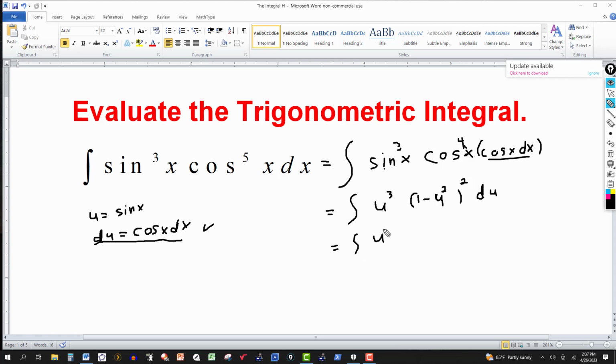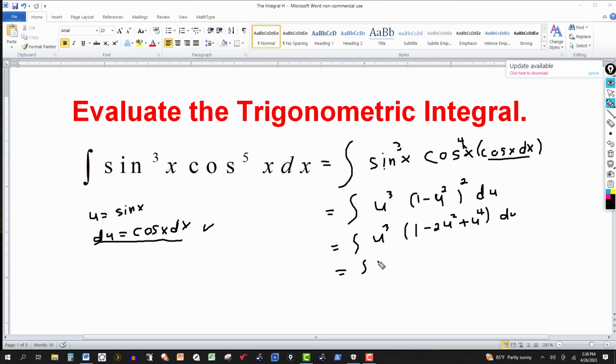Got u to the third times 1 minus u squared, squared. This will be 1 minus 2u squared plus u to the fourth. It's like squaring a binomial: square the first one, minus twice the product of the two terms, plus the square of the second term. We get this, and this is du. And then we continue multiplying the expression there, u to the third times that polynomial.